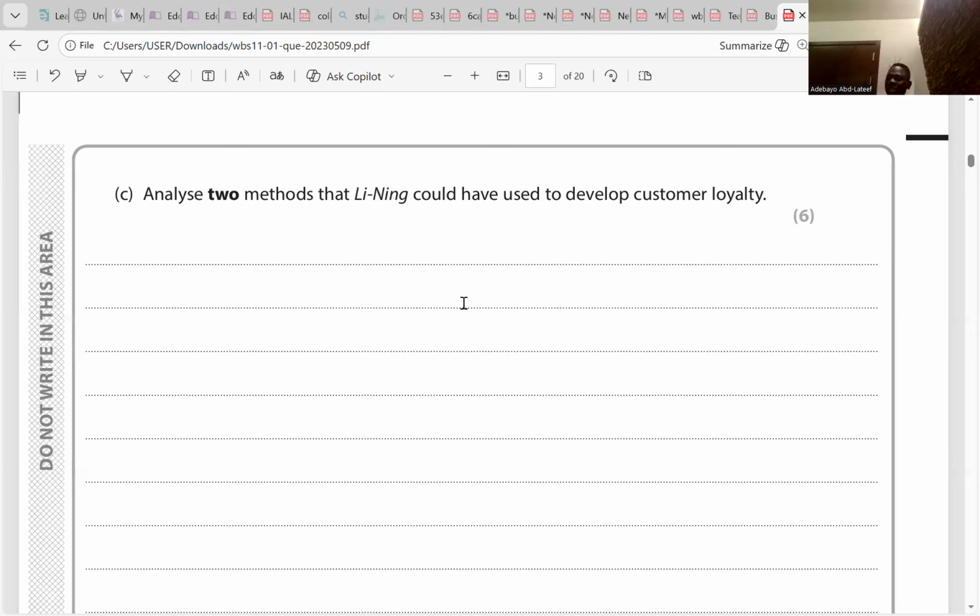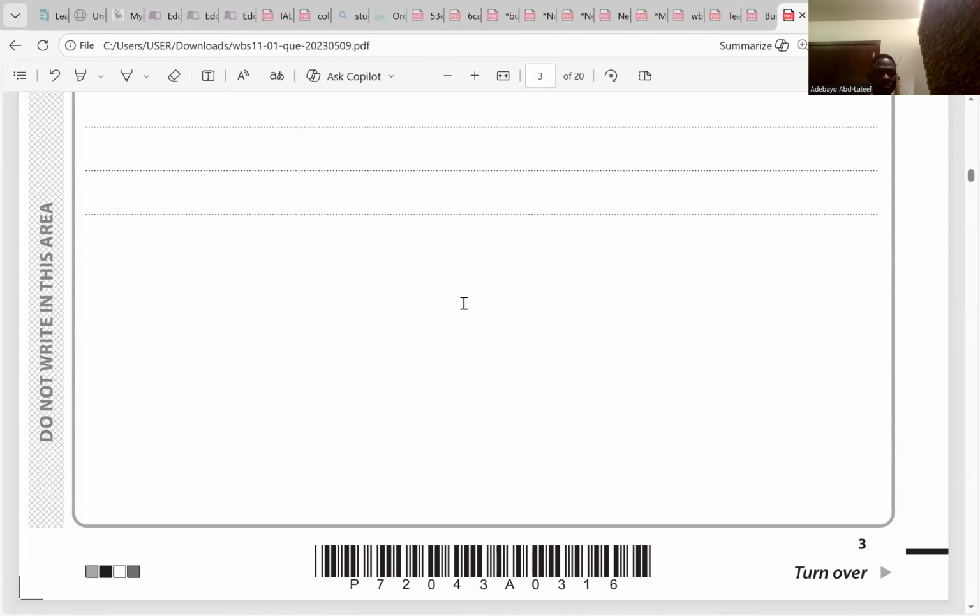Yes. So these are ways or methods in which Li-Ning might improve its customer loyalty. Quality customer service, innovative ideas, offering discounts, or personalized experiences. Is it clear? Yes. Take that, please. We go to question D.